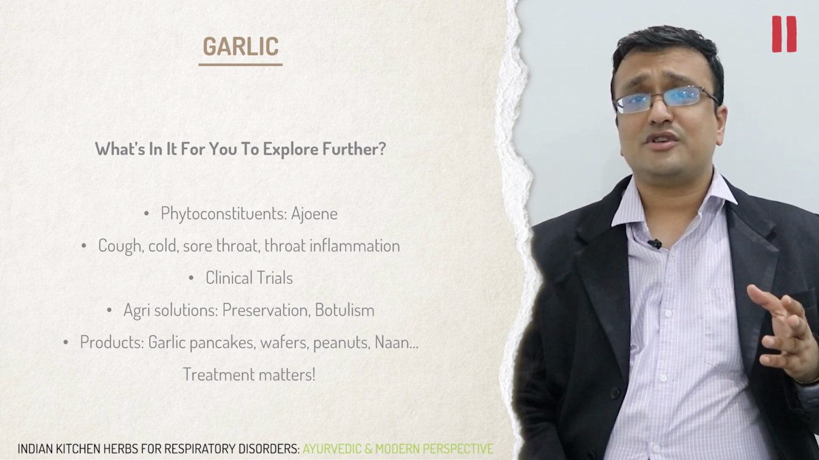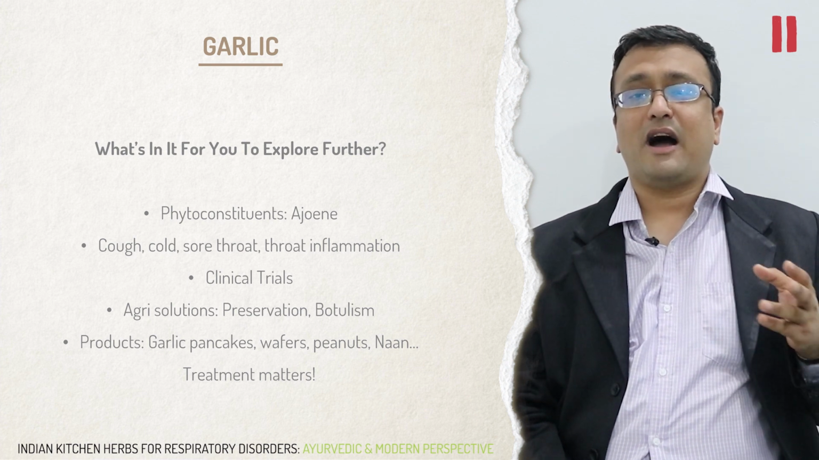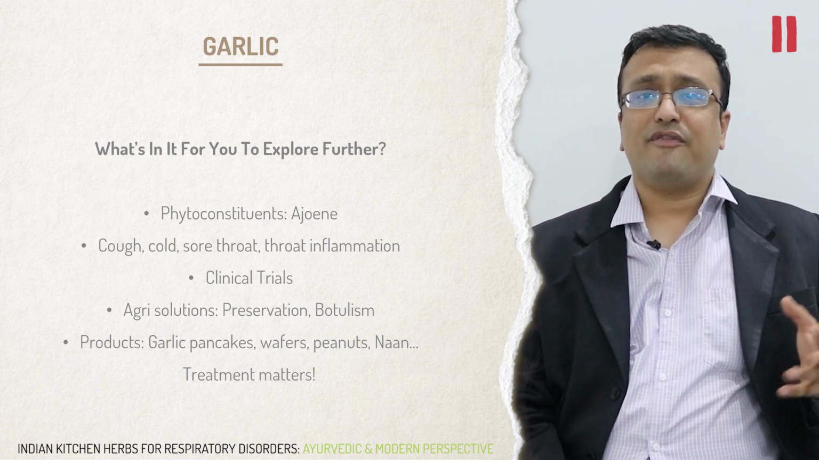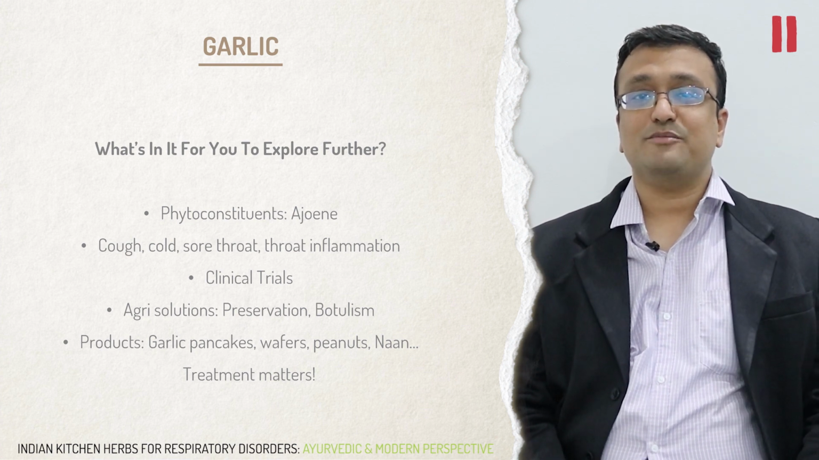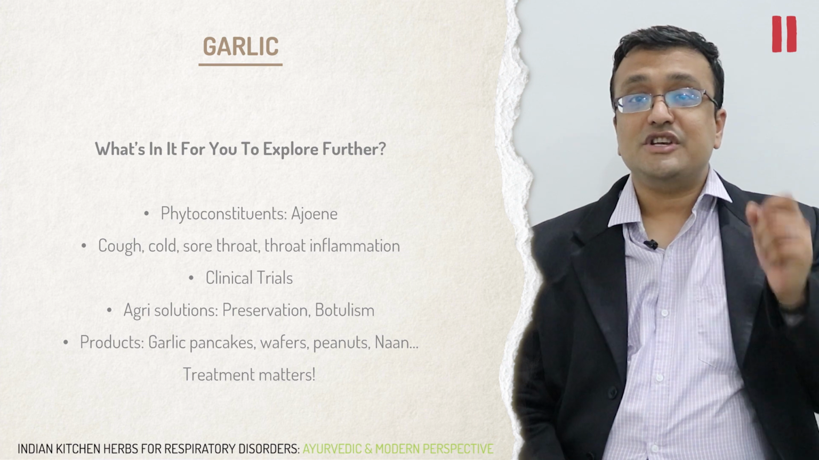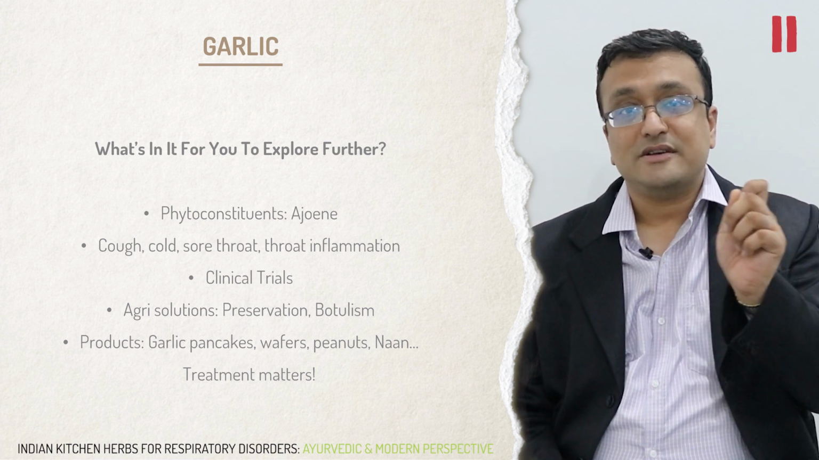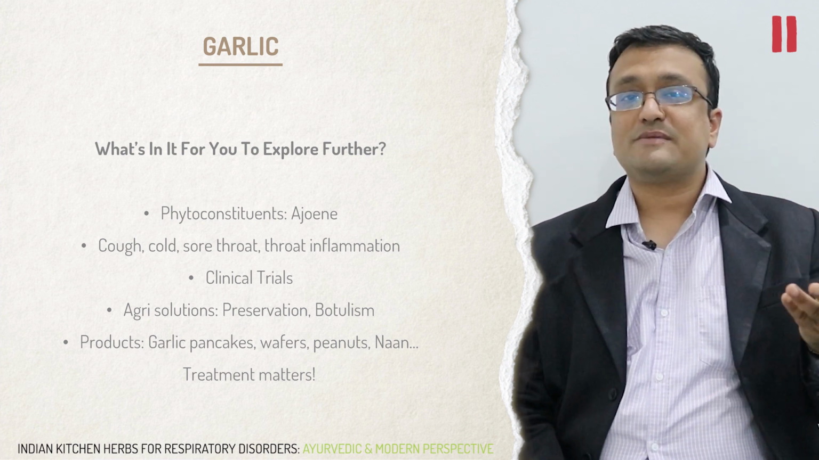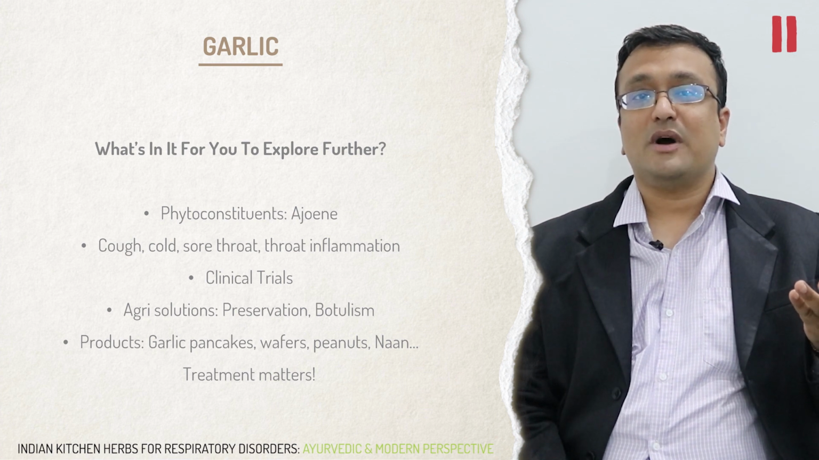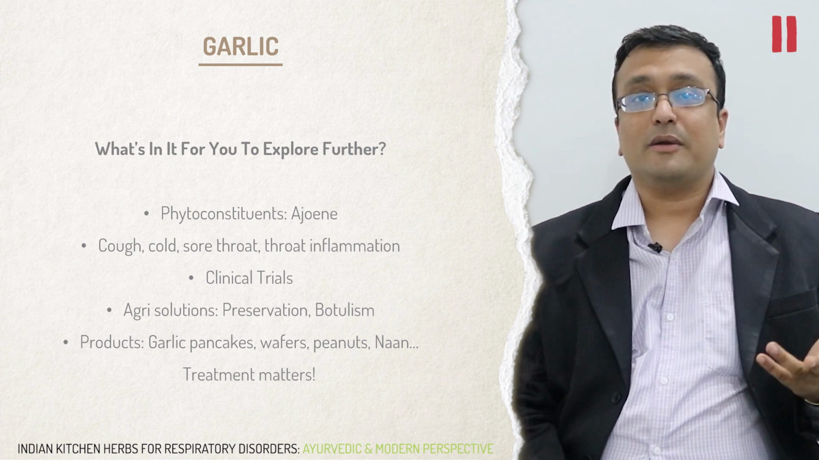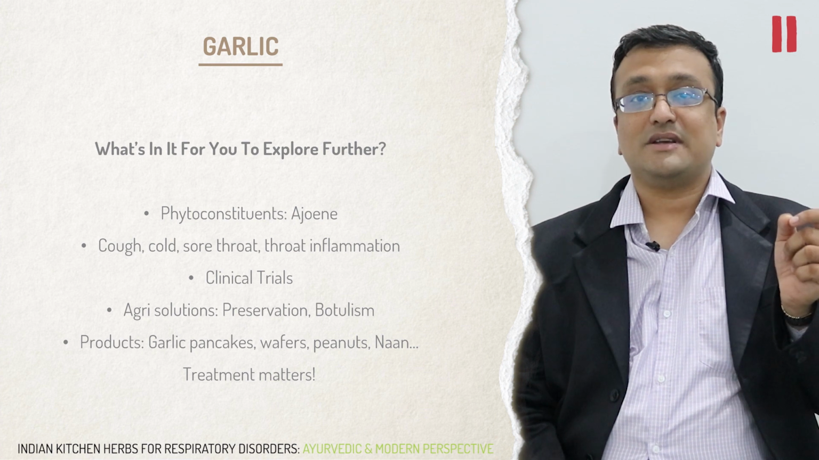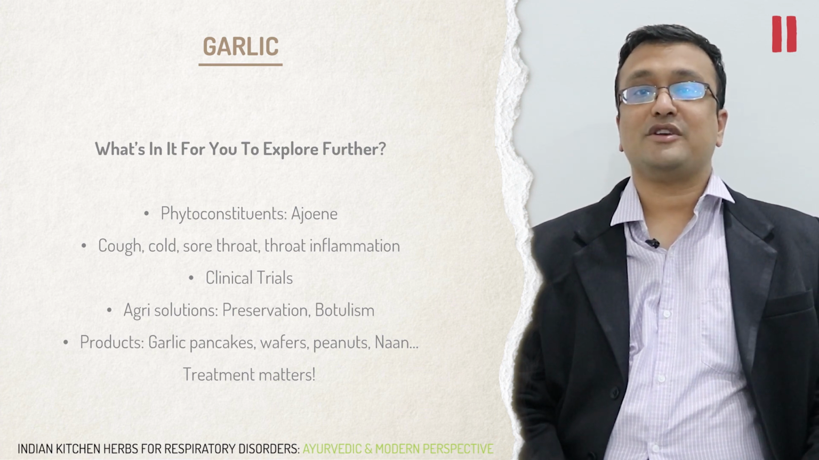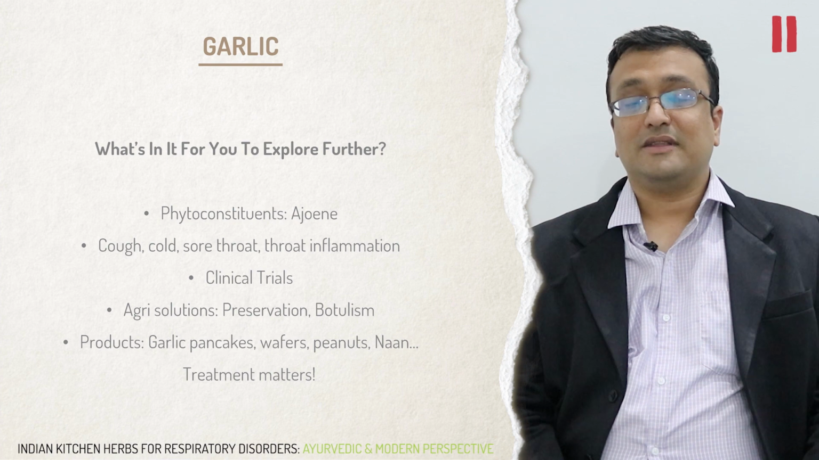There are various products having the flavor of garlic. There are garlic pancakes, garlic wafers and peanuts, and our favorite garlic naan when we eat the Punjabi sabji. But treatment of the garlic always matters in each of these products. Most of these products usually just have the flavor. But when we make products which actually have the proper garlic constituents, then it can have a proper effect on our body. So that is all for garlic.